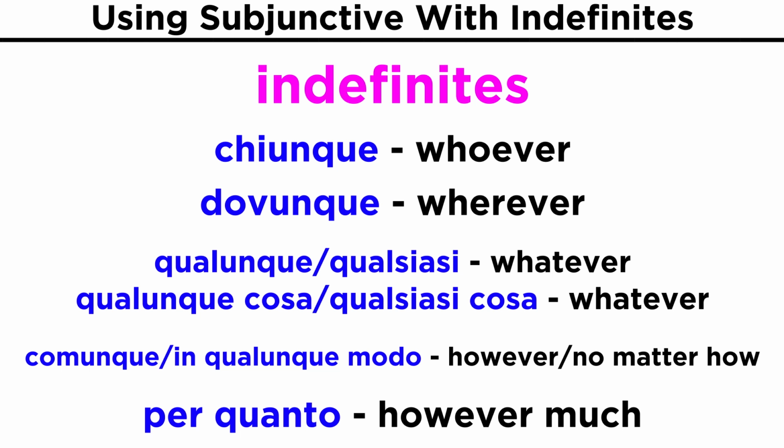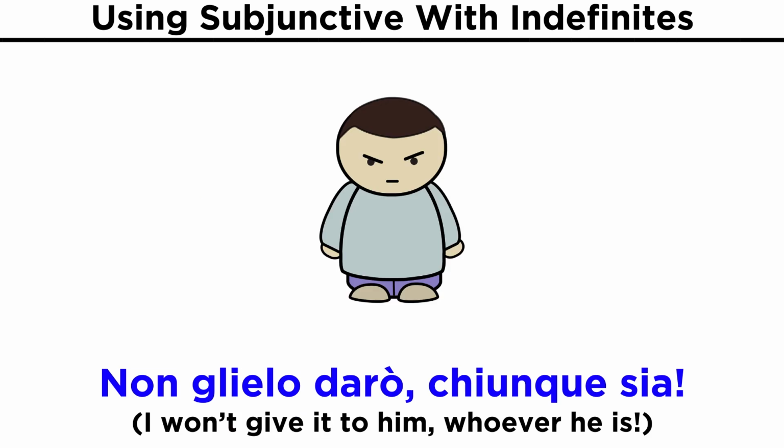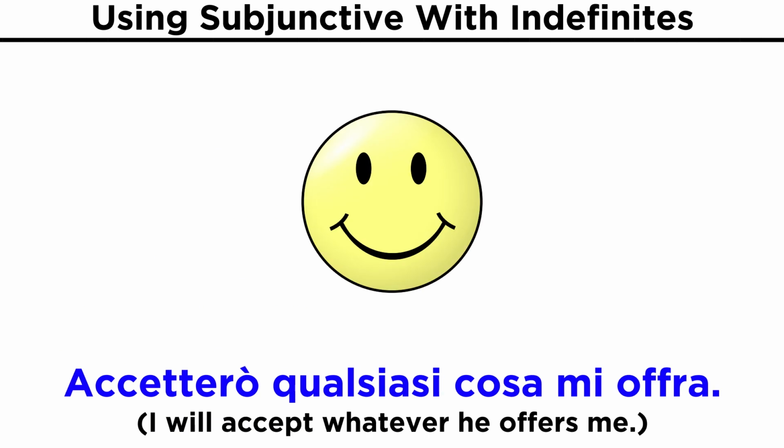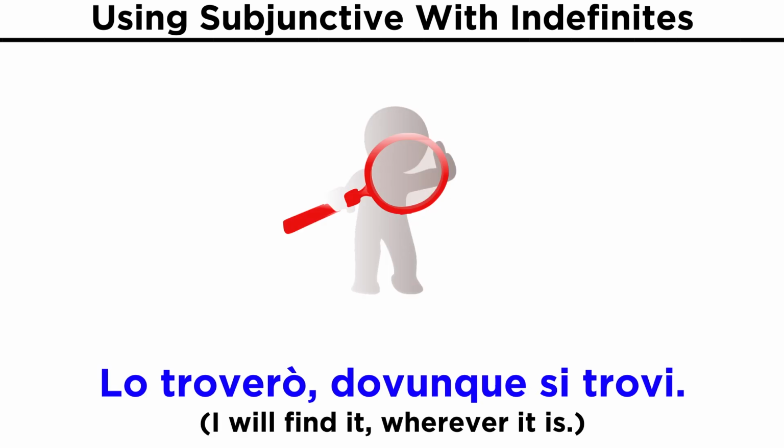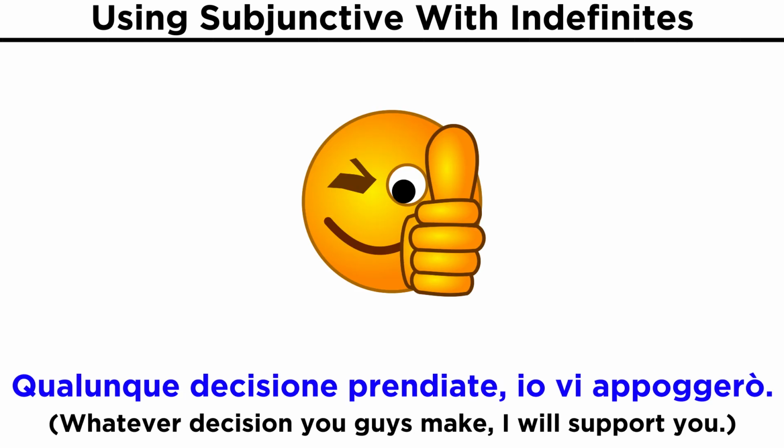Let's see some examples of these indefinites in action. Non glielo darò chiunque sia. Accetterò qualsiasi cosa mi offra. Lo troverò dovunque si trovi. Qualunque decisione prendiate, io vi appoggerò.